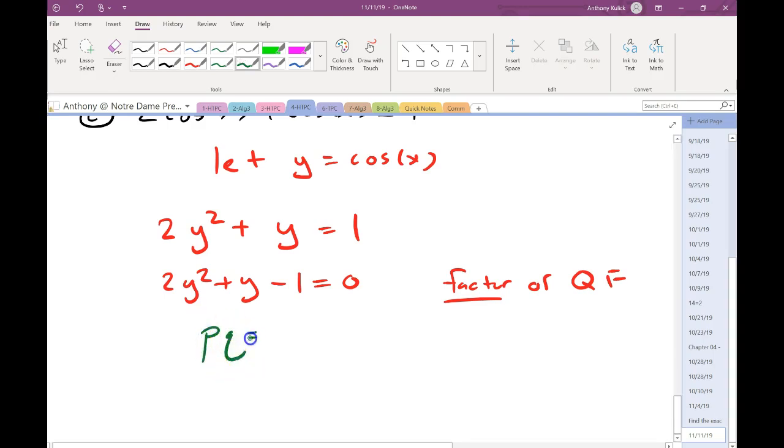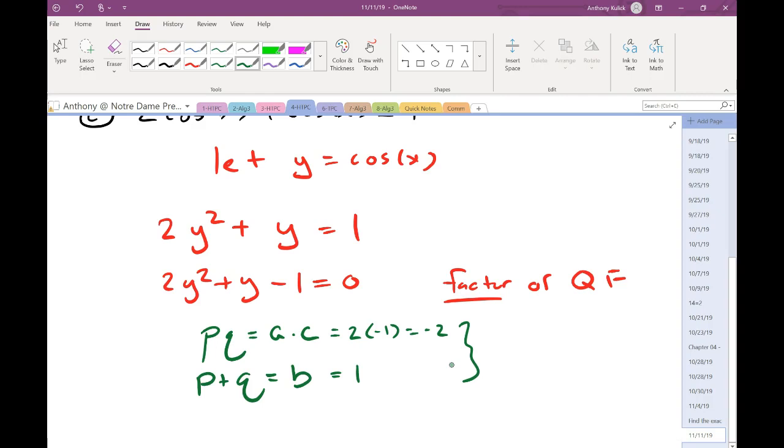You need to find 2 numbers that multiply to give you a times c, and then add to give you b. What's the value for a here? 2. What's the value for c? -1. What's the value for b? 1. What are the 2 numbers that multiply to give me -2 and add to give me +1? Positive 2 and negative 1, right? Everybody agree with that?